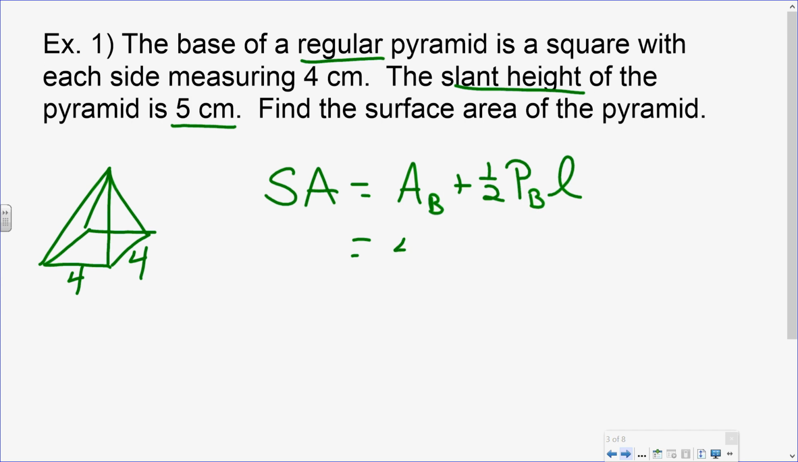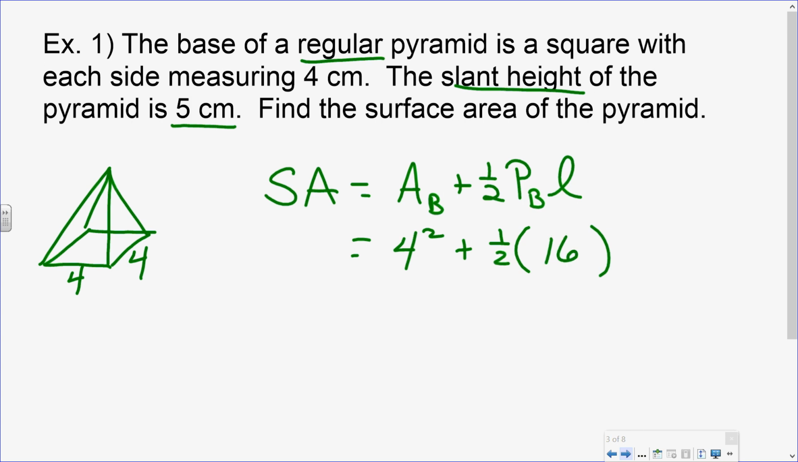Exactly. So we're going to have 4 squared to get the area of that square. And then we need 1/2. And what do I do about the perimeter of the base? Somebody different, unmute or type. Yeah, we get another 16 and there, 4 plus 4 plus 4 plus 4.